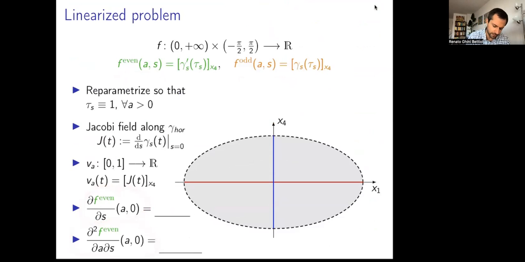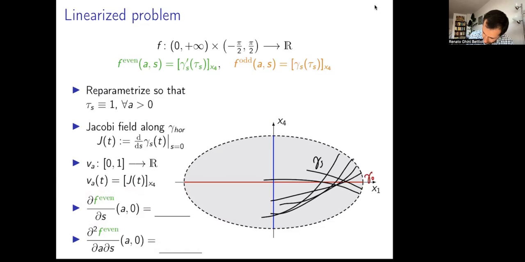To simplify our story, let's pretend that tau s is always equal to 1. I can reparameterize geodesics so that happens. I look at these geodesics, this variation, let's say gamma s for s very close to 0. Remember that gamma 0 is the horizontal geodesic there. I can do that for positive or negative values of s.